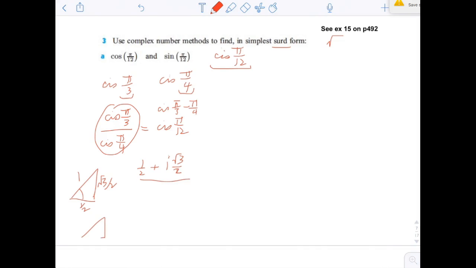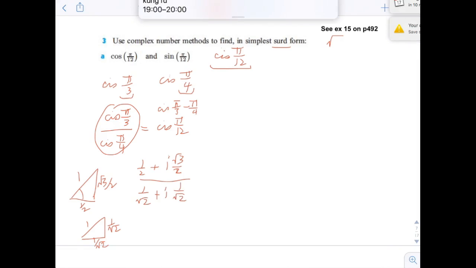Cis pi over 4 looks kind of like this. It's got 1 here, it's got 1 over square root of 2 and 1 over square root of 2. So I could put 1 over square root of 2 plus i 1 over square root of 2. So I've got cis pi over 3 divided by cis pi over 4 in surd form. Do you remember how we could make this into one a plus bi type of number? We just need to multiply the denominator by the complex conjugate. So what if we try that?